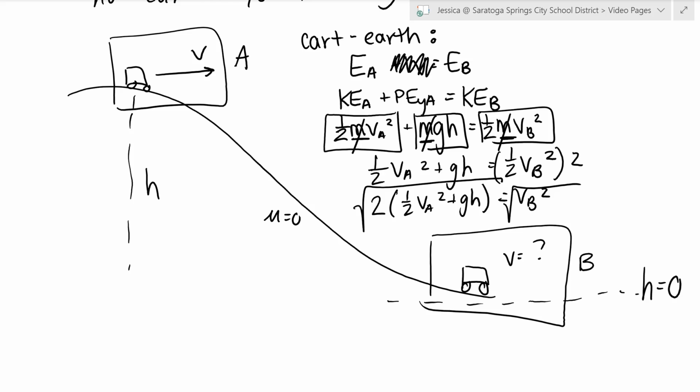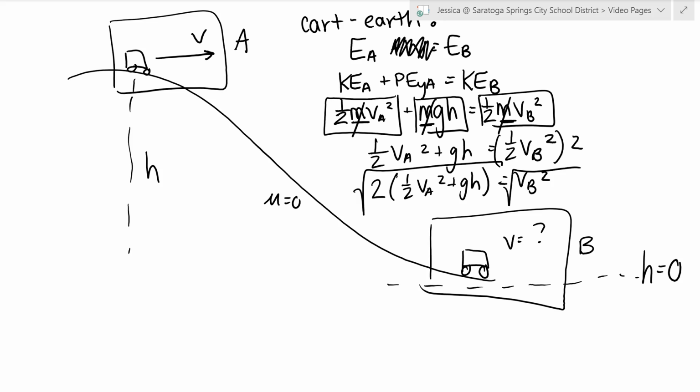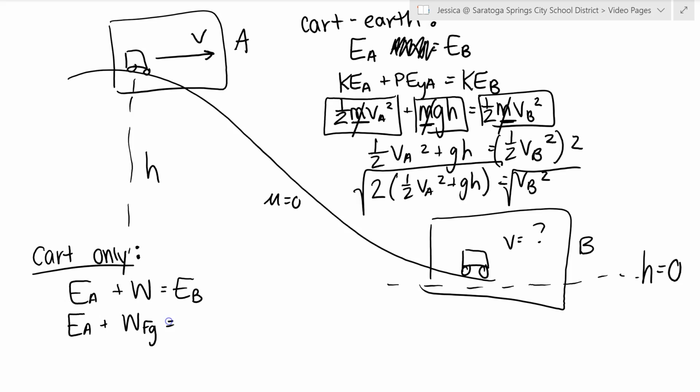Now, let's say the question defined our system as the cart only. Again, we have the energy at A plus any work done is equal to the energy at B. Now, if our system is the cart only, that means that the force of gravity is doing work. So in this case, we can say that mechanical energy is not conserved.